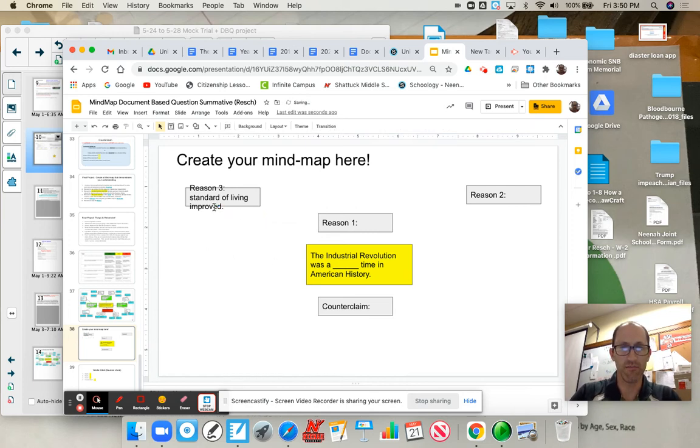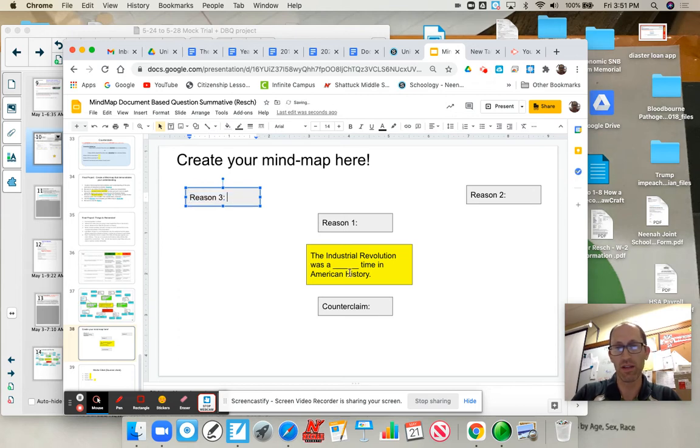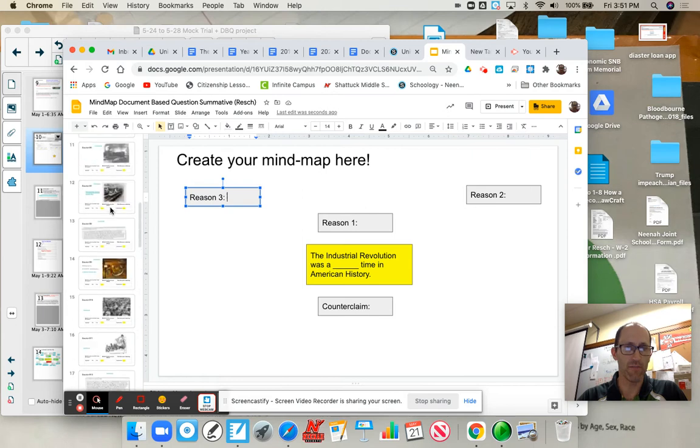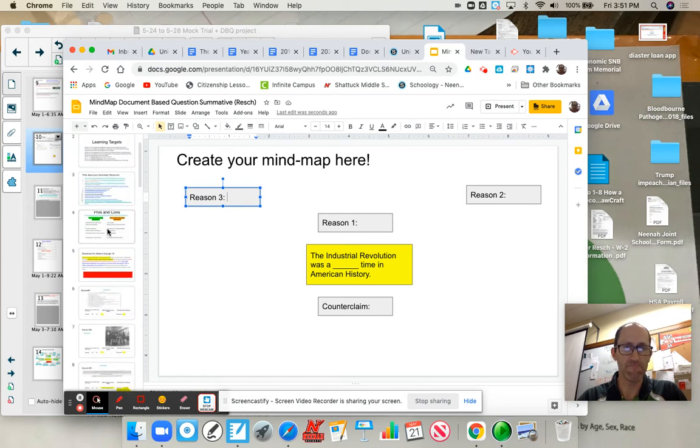So here's our concept map. This is what it looks like. And let's just imagine that we believe the Industrial Revolution was a positive time in US history. There's a lot of reasons that we could come up with that would work. And this is up at the very top.